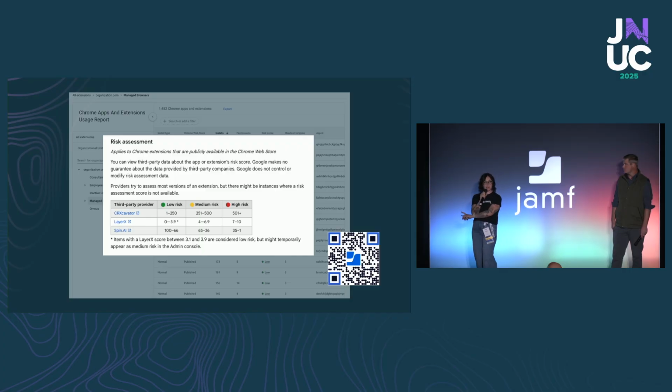There's a QR code here if you want to learn more about what those resources are that help determine those risk scores. CRXcavator, LayerX, and Spin.AI are the main ones there. It uses a combination of scoring from those tools to give you a risk assessment. It's not trying to be prescriptive and tell you what to do. It's giving you data to make informed decisions about the risk level those extensions might be introducing in the Chrome browser on your endpoints, and what you might want to do is up to you as an organization.